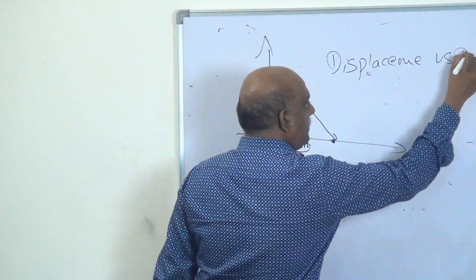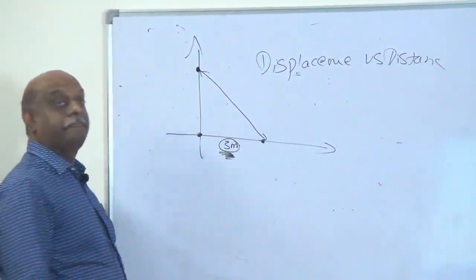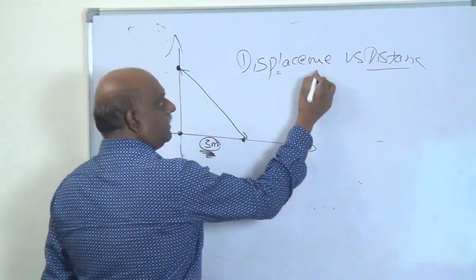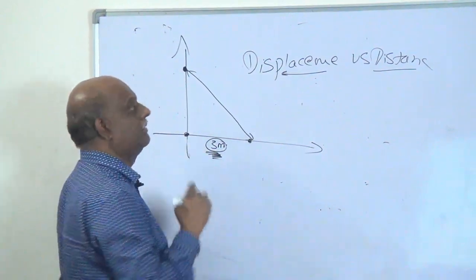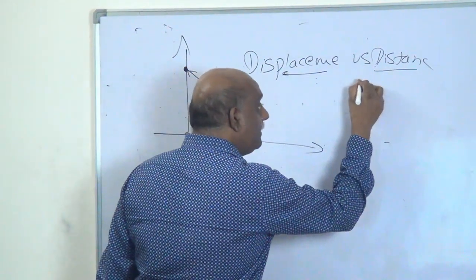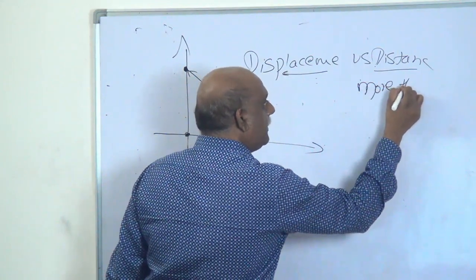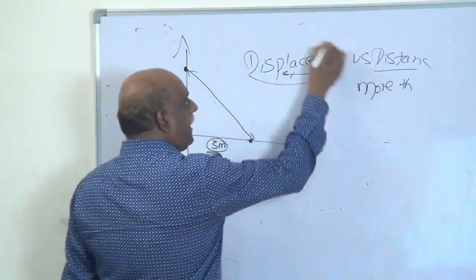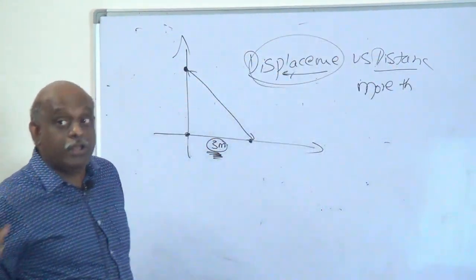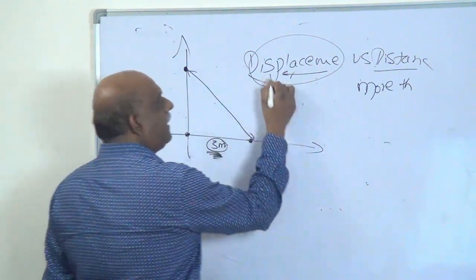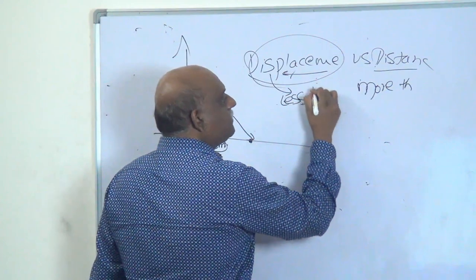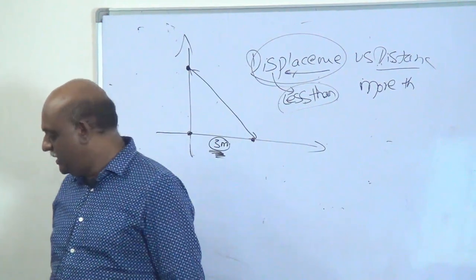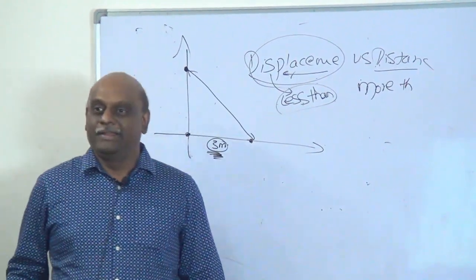versus distance, last time we discussed, distance can be more than displacement. Tell the other way around. Displacement can be equal to distance, or displacement can be less than distance, but never more than distance. That is what you have to ultimately remember. Give me the slide.